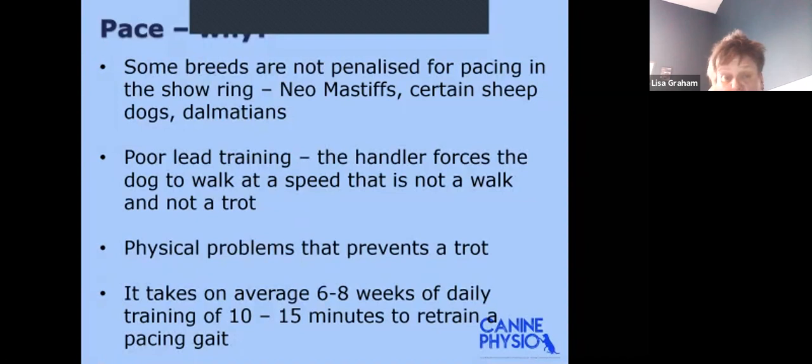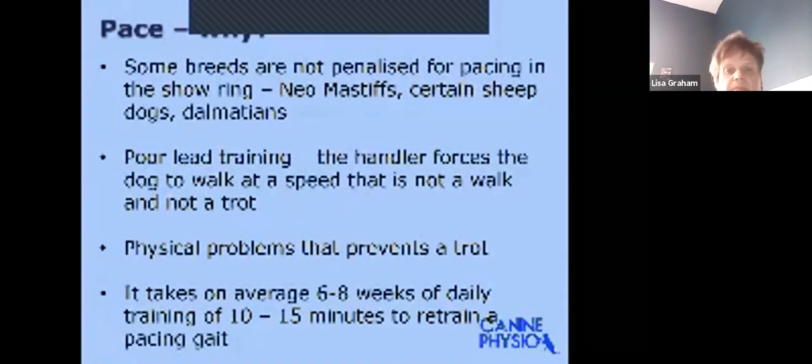And sometimes we need to be able to have an owner give a dog a bit more lead, take them off lead, let them move around a treatment room so that we can actually determine, is this a training issue? Is this a piece of equipment that's causing a bit of discomfort? Or do we have a bigger problem, an underlying medical problem or a genetic issue for the pacing?